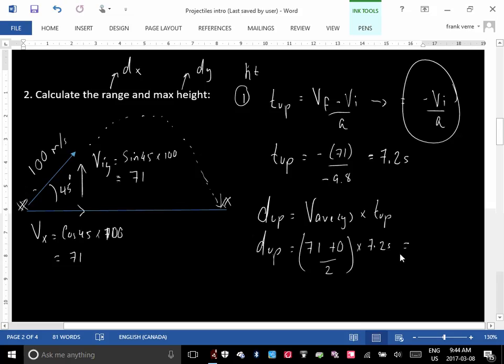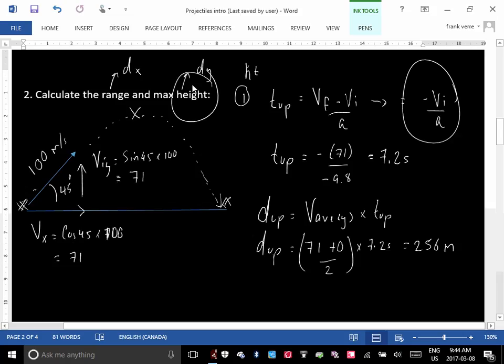Alright, so what's that distance up? So it's the average of 71 and 0, which is 35.5, times 7.2. So what exactly is that? 256 meters. So this is 256 meters up. Okay, so that's the max height.